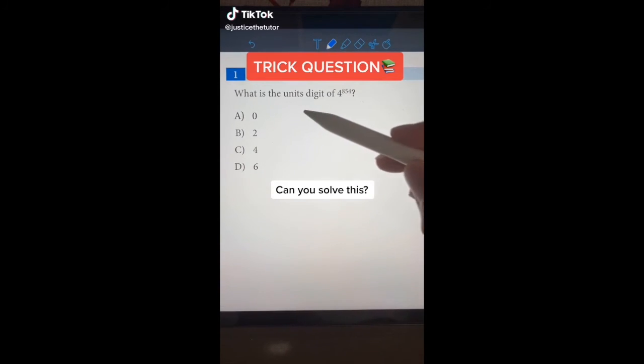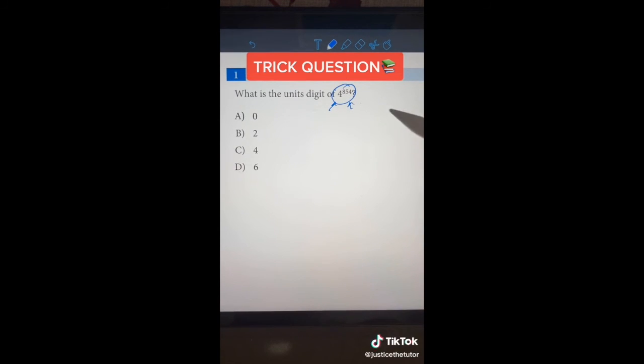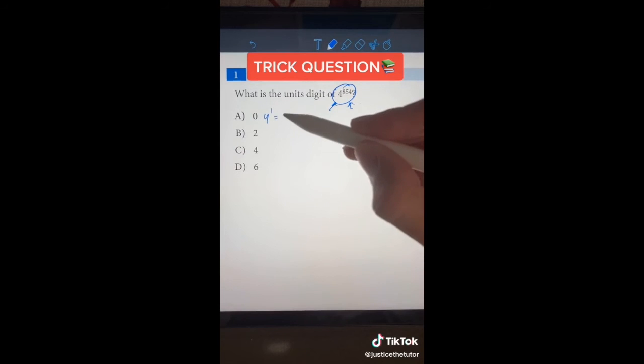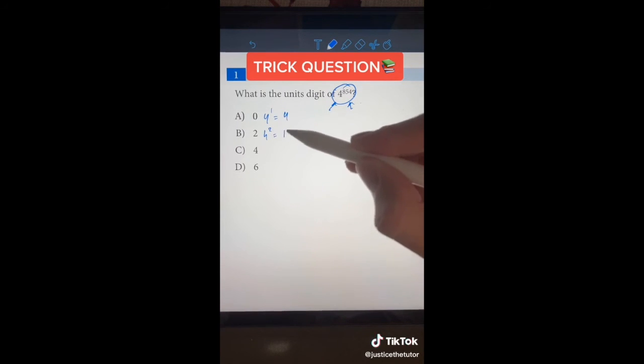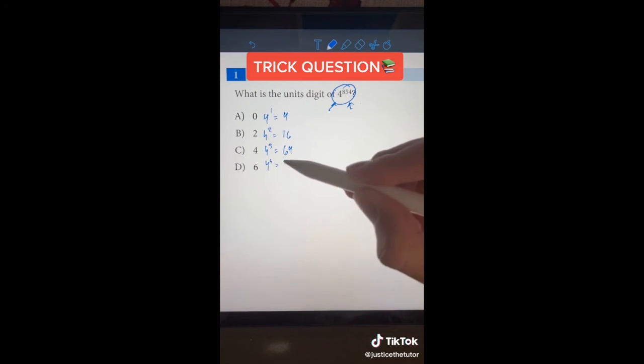What is the units digit of 4 to the power of 854? So first of all, this number is so big you can't even put it in a calculator, but let's see if we can find some sort of pattern. So 4 to the 1 power is just 4, 4 squared is just 16, 4 to the 3rd power is just 64, 4 to the 4th power is 256.